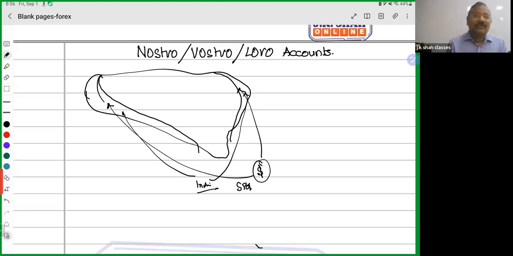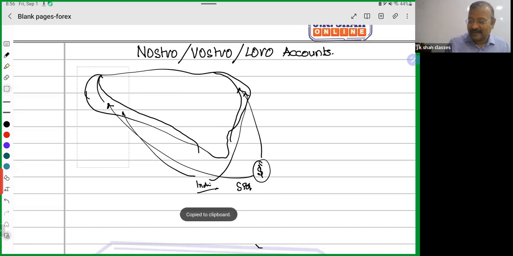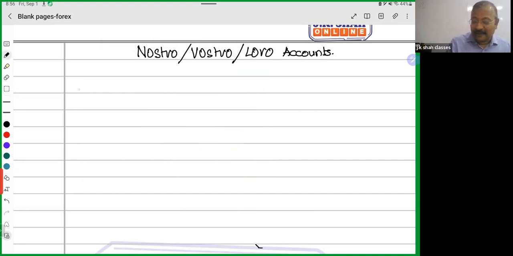Okay, so now this account which SBI maintains, let's take an example. Let's say SBI maintains dollar account with Citi.